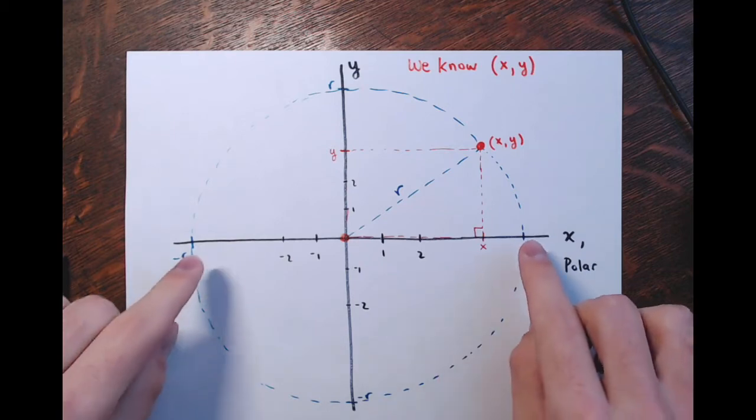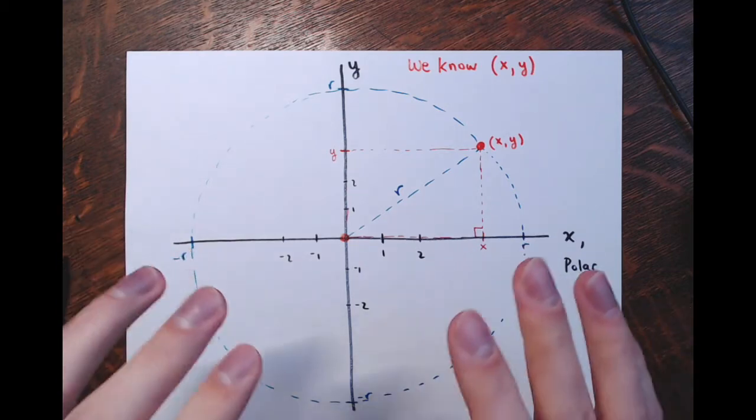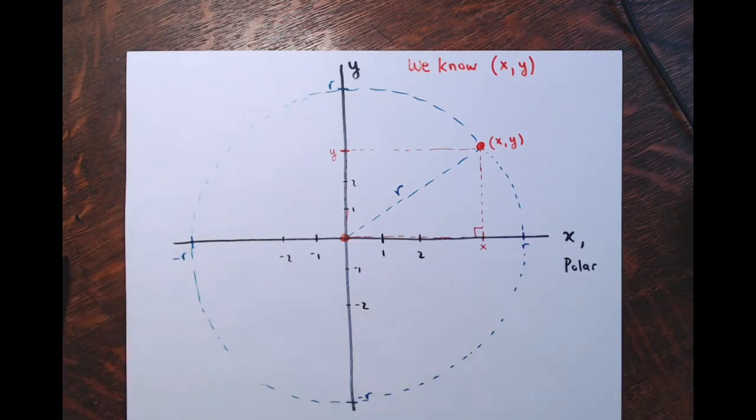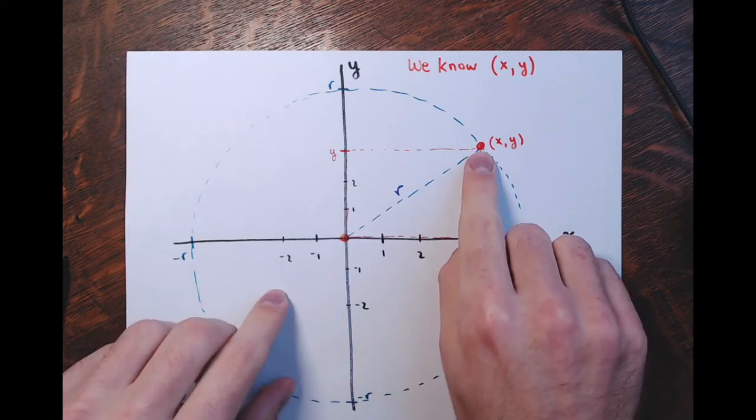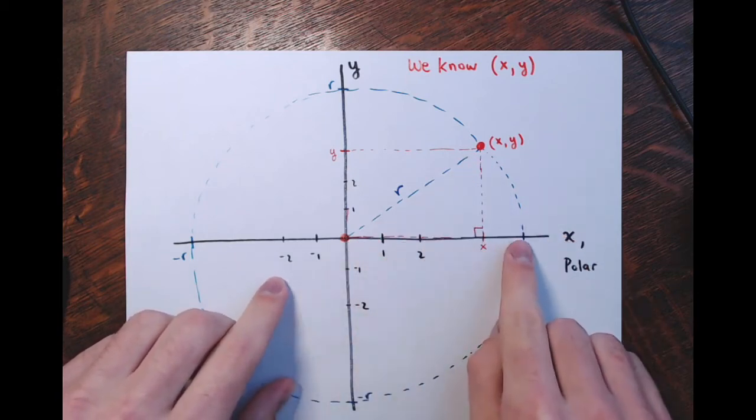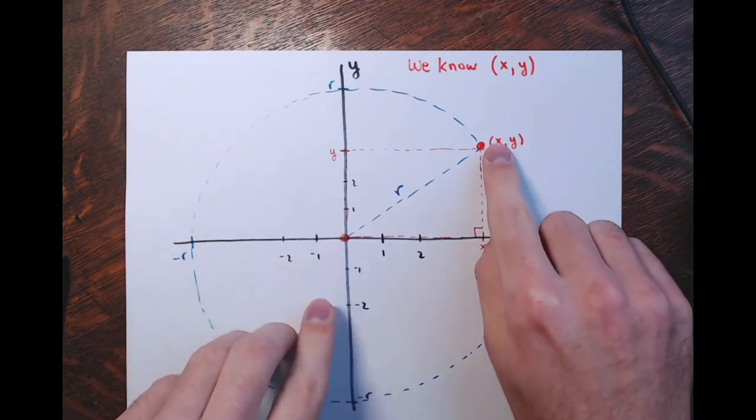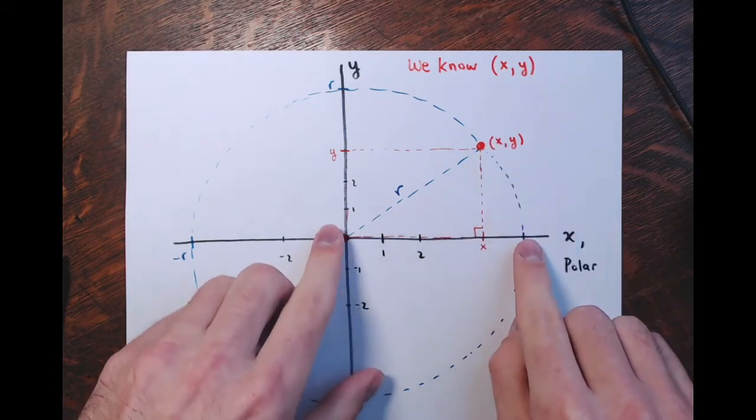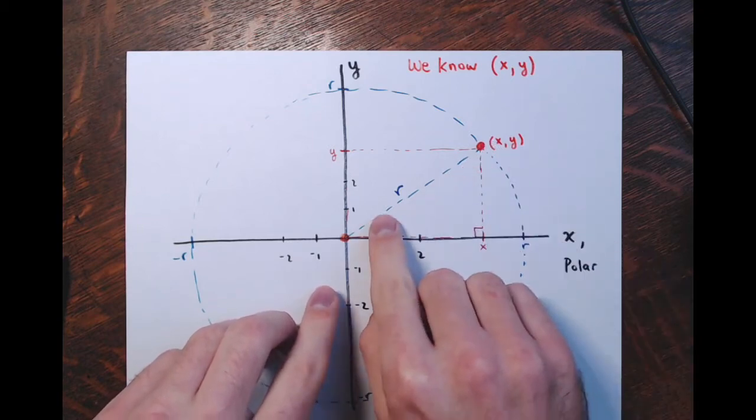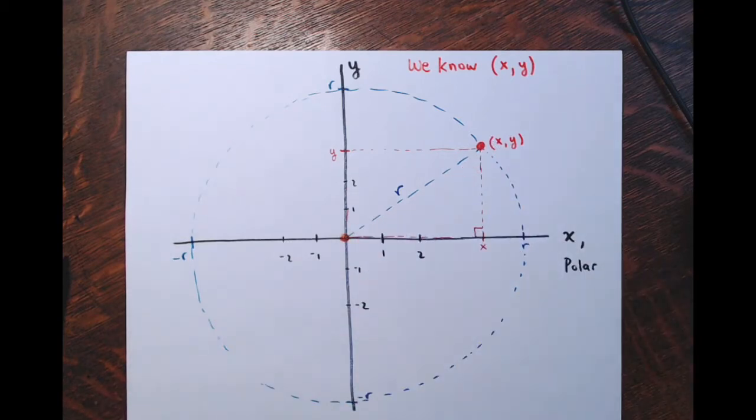And remember how to plot points in polar. If I want to find this location, I would go to r on the polar axis, and then rotate the polar axis by some angle. Travel along this circle by some angle, and this angle is called theta.